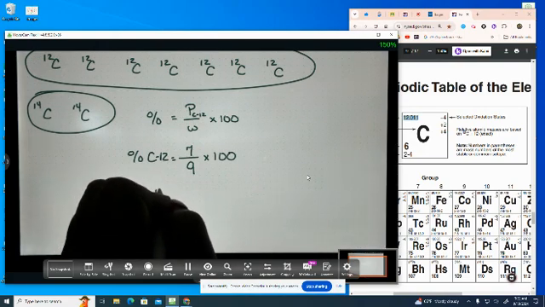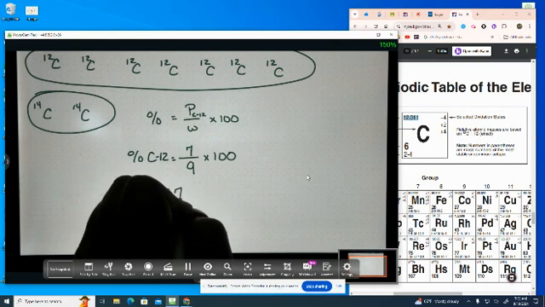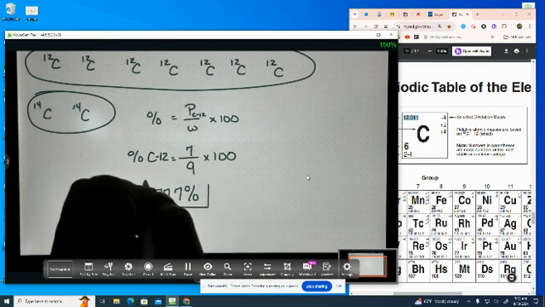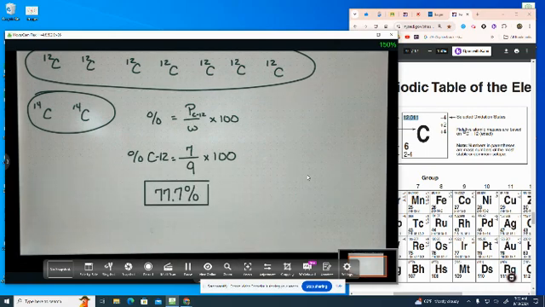77.7. Did you guys get the same thing? Make sure my math is right, because I sometimes put things in the calculator wrong. Okay, so we've got 77.7% carbon-12s, which means what percent will be my carbon-14?